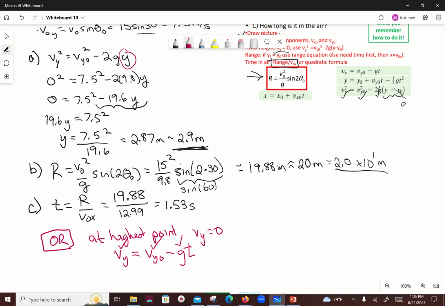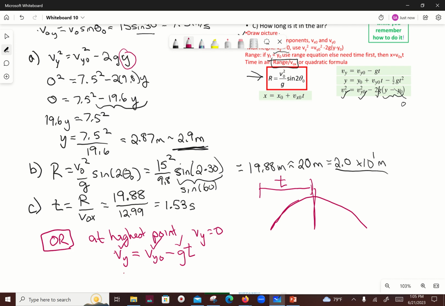But remember, for this projectile, the time at which it's at its highest point is only going to be half the time that it's in the air. So I would get this time. So if I find the time using this equation, I have to double it to get the total time. But we can do that.